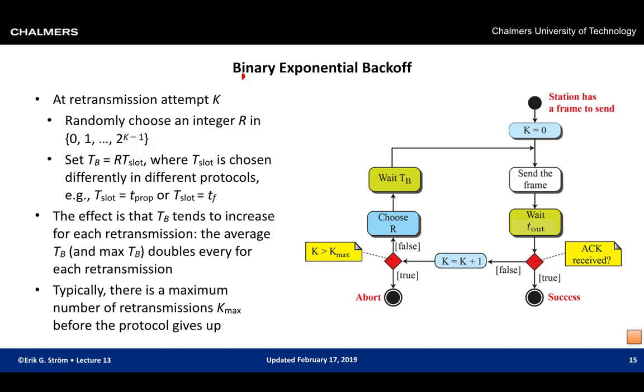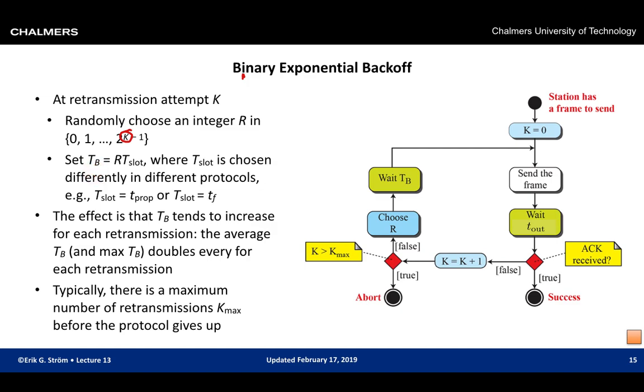So as K increases, the maximum value of R increases also. Then we select the timeout, the back-off time, as this integer multiplier R times some basic time unit, the time slot T slot, where T slot is chosen a little differently depending on the protocol. It could be, for instance, the propagation time, or the frame duration, or something like that. It depends on the protocol which one makes sense, but there is some predefined slot time. We take R and multiply it with T slot, and we get our back-off time. Since R is randomly chosen in this interval, we get a random back-off time every time.